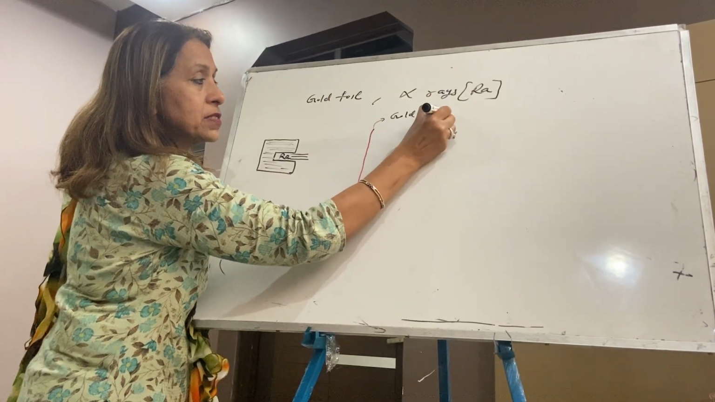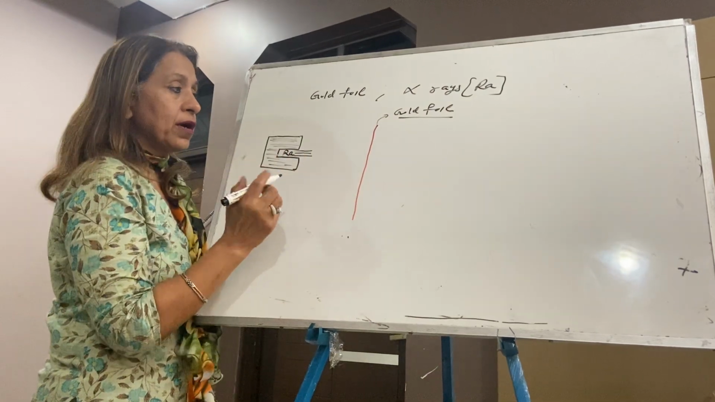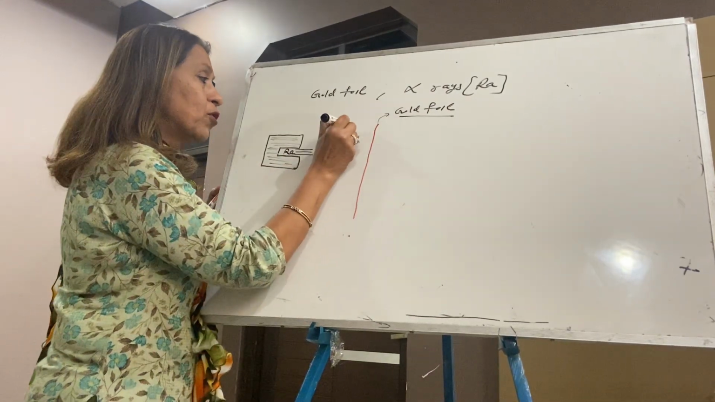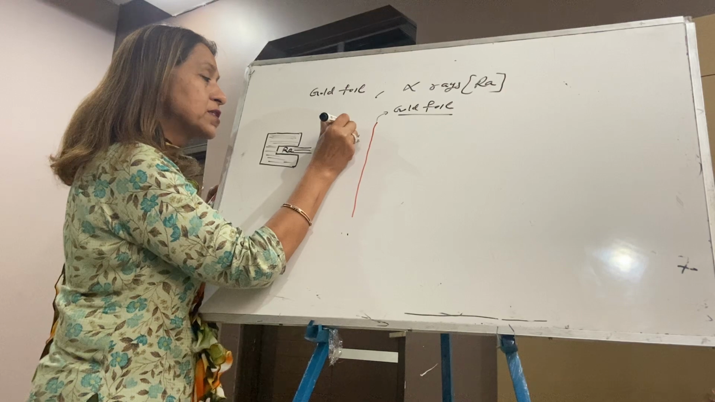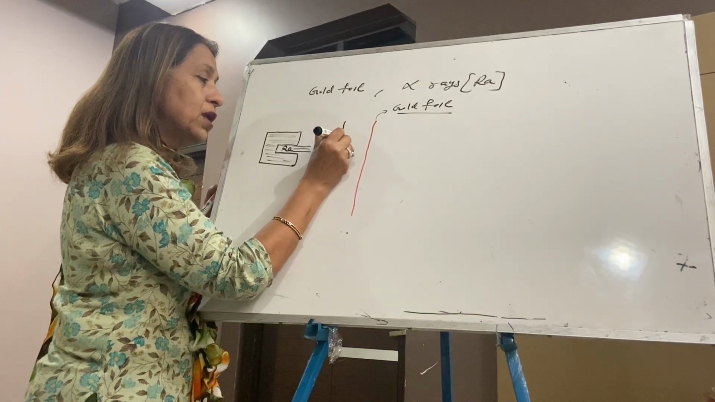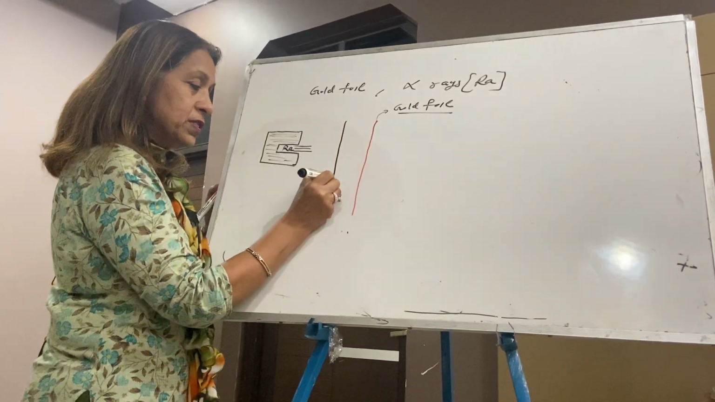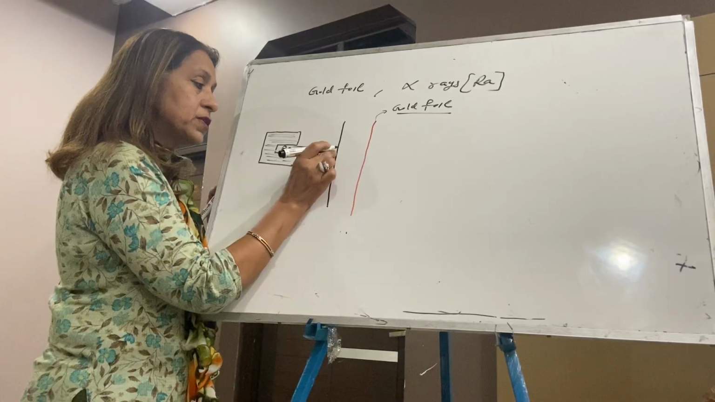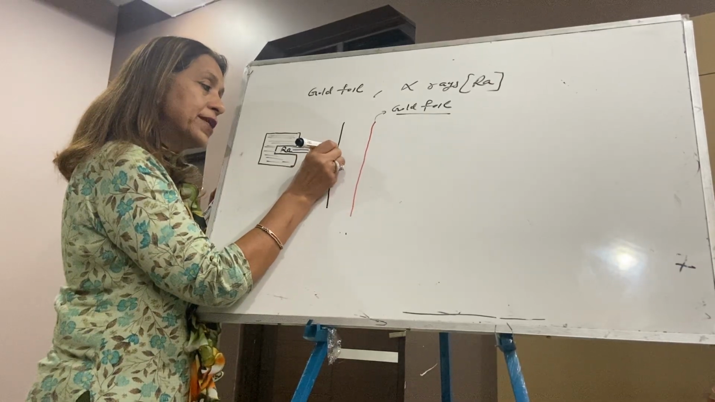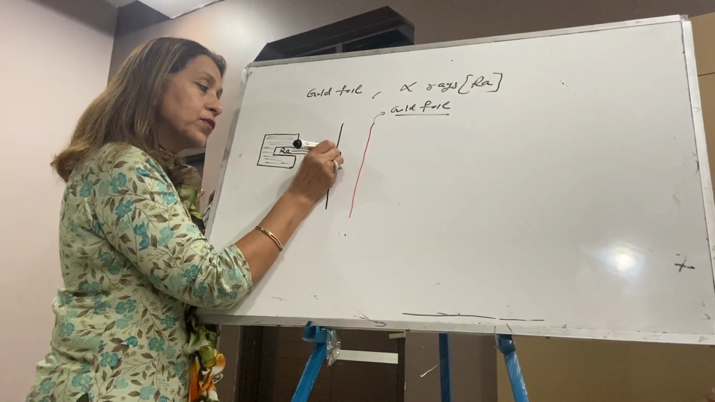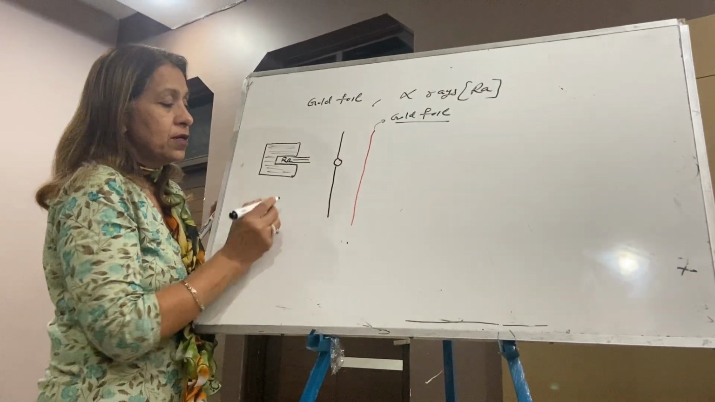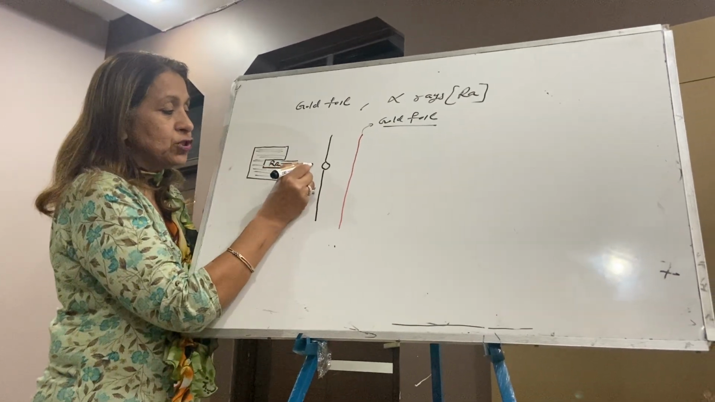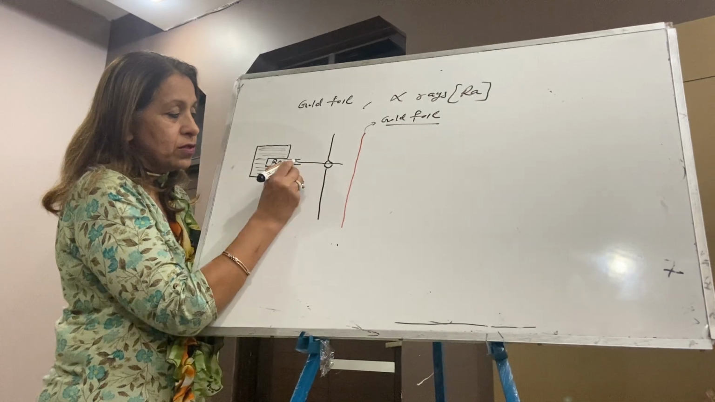Gold foil it is. Before the gold foil again, there is a single rod of lead with a slit. It is a slit in a lead shield, so that at a very high pressure the rays come out from this slit.